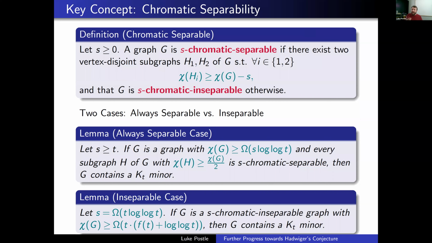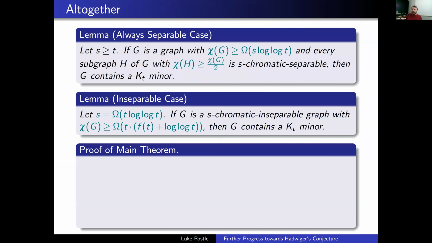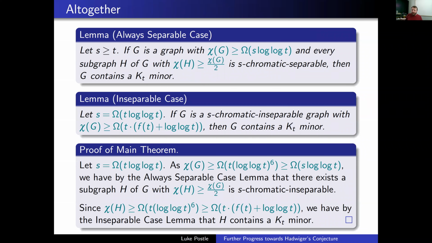So hopefully that makes sense as an idea. I'll go through this if I have time. In the inseparable case, we'll build a minor sequentially, and in the always separable case, we'll build it recursively. If you put these two together, that proves the main theorem. You just apply it. Either it's always separable, done. Otherwise, I find an inseparable subgraph, and then the other lemma tells you you're done.